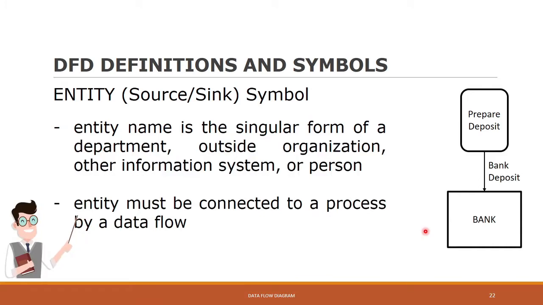An external entity can be a source or a sink or both. But each entity must be connected to a process by a data flow. So here is an example of a process and entity data flow.